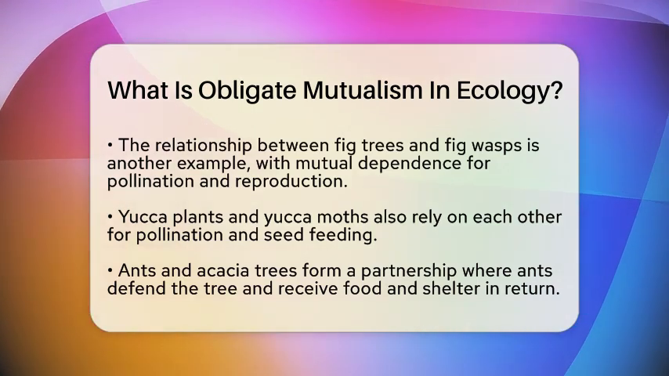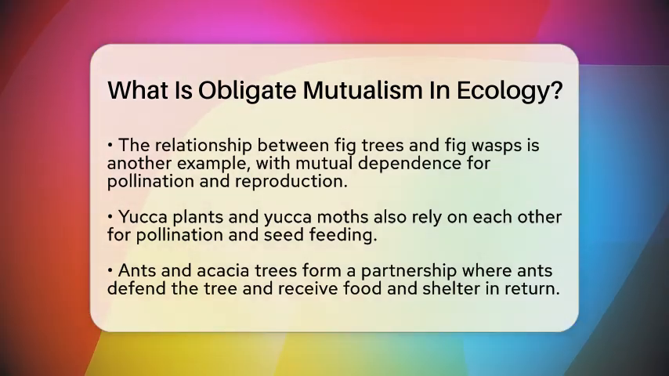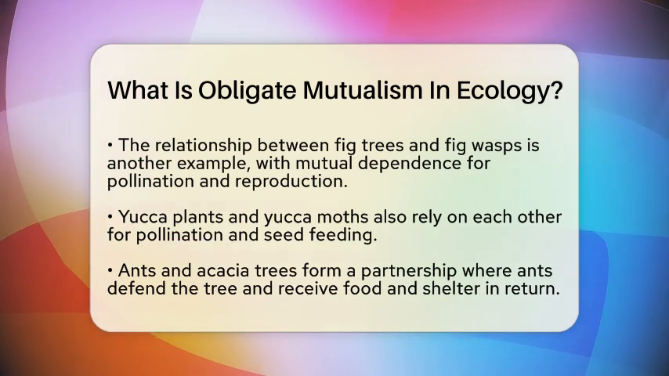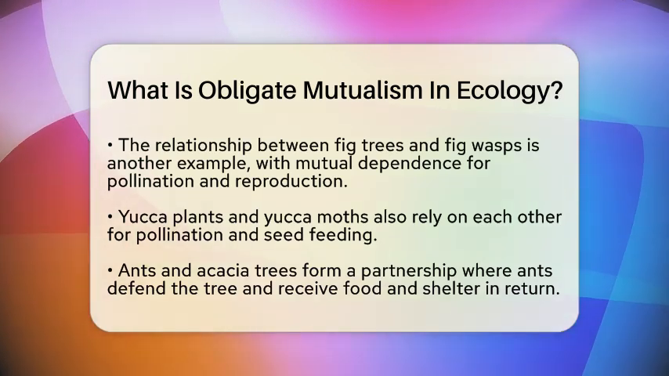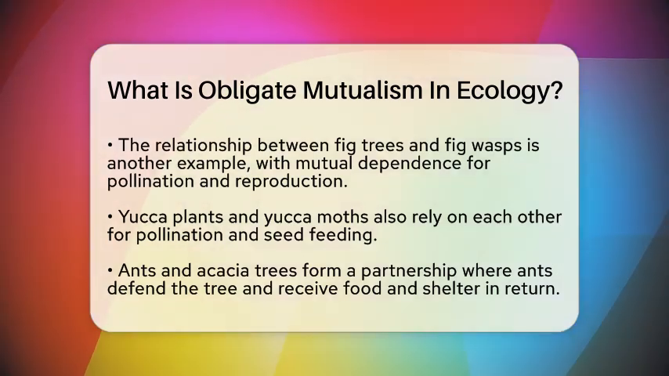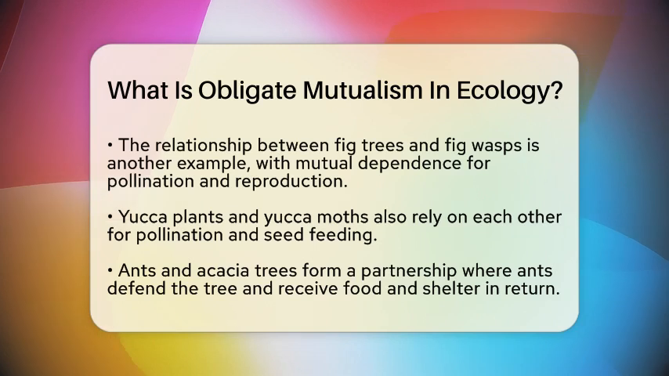Another example is the relationship between fig trees and fig wasps. The fig tree depends on the wasp to pollinate its flowers. Meanwhile, the wasp can only reproduce inside the fig. Without the wasp, the fig cannot produce seeds, and without the fig, the wasp has no place to lay its eggs.